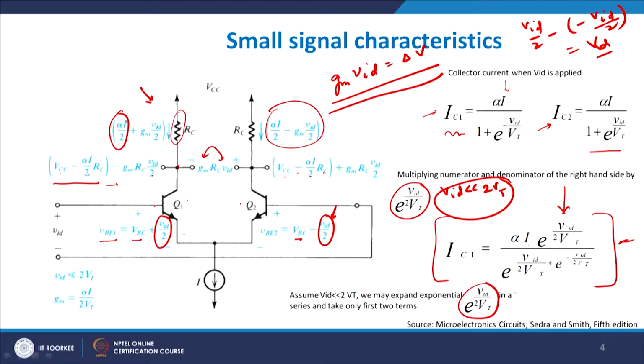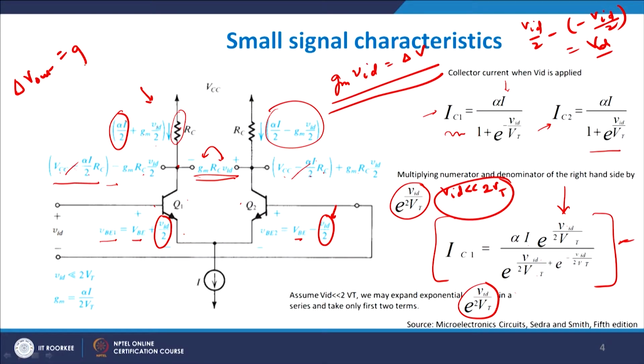Now if you subtract this from this, the whole common part gets cancelled and this remains. So this minus of minus this gives me GM RC into VID. The output voltage difference between the two is nothing but GM RC into VID, so delta V out is equal to GM RC into VID. If your VID is large, you get a very large value of delta V out. If your GM is large, you also get a very large value of V out, and this is true as we understood from our basic understanding previously.